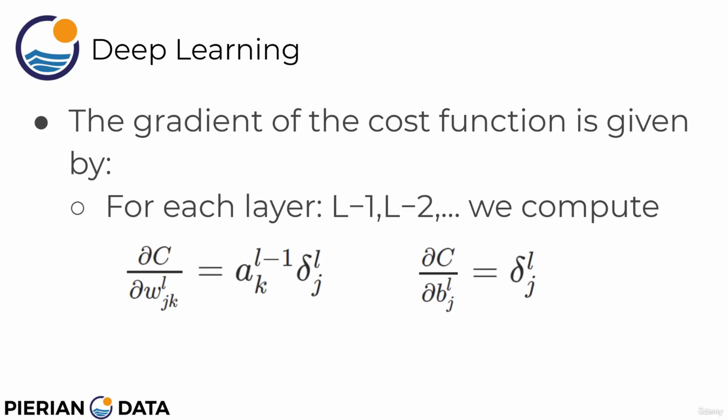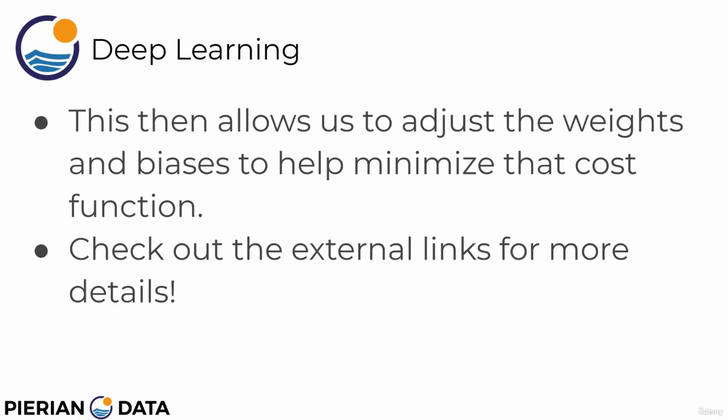And then we can understand that the gradient of the cost function is given by these 2 formulas. For each layer, L minus 1, L minus 2, and so on, all we're really doing is computing the partial derivative of the cost function with respect to the weights and the biases. And j and k, that's just notation for the actual neurons themselves. This then allows us to adjust the weights and biases to help minimize that cost function.